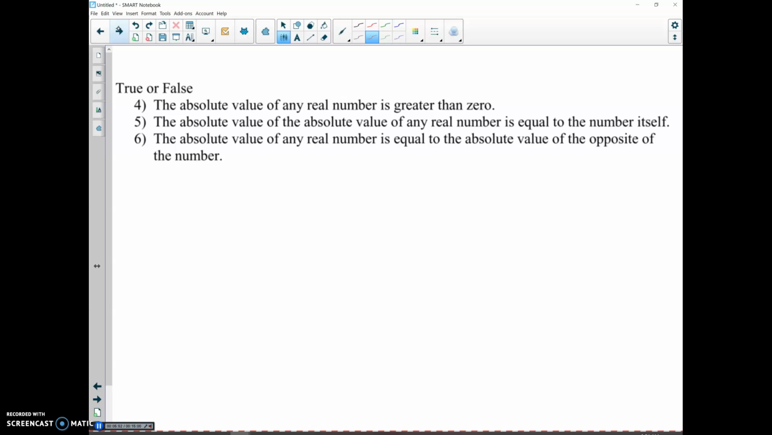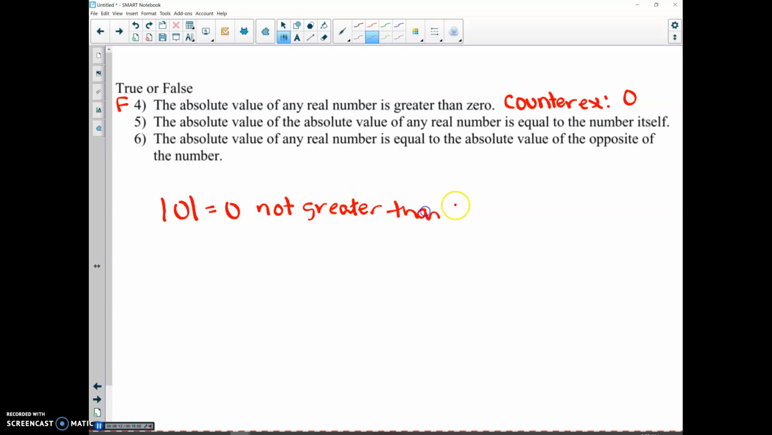If you said 0, you are correct. So our counterexample is 0. So this one here is false because the absolute value of 0 is 0, and that is not greater than 0. And that is actually the only one, but all you need is one to prove something false. Take a look at number 5.